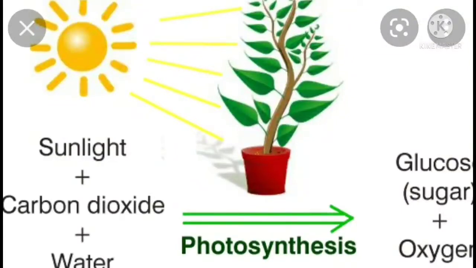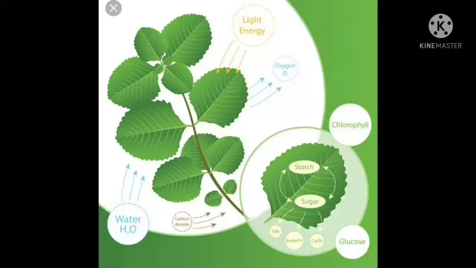The food prepared by photosynthesis is used for the growth of the plant. Extra food is changed into a substance called starch and stored in different parts of the plant. The leaves are arranged on the stem in such a way that all the leaves get enough sunlight.